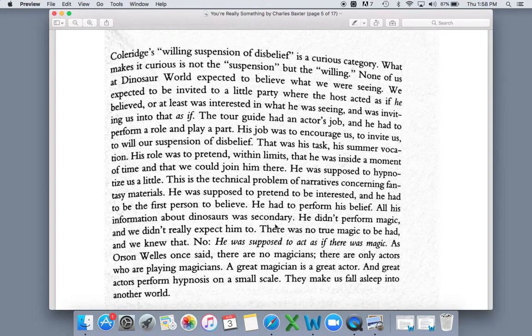and in this next paragraph, the bottom line is he said the problem is that he was supposed to hypnotize us a little bit, but he didn't. And he says this is the technical problem of narratives concerning fantasy materials. He was supposed to pretend to be interested, and he had to be the first person to believe. He had to perform his belief. All the information about dinosaurs was secondary.